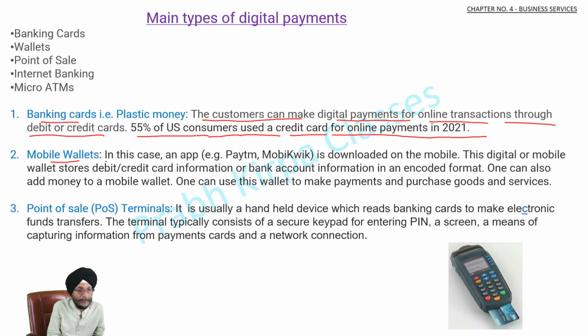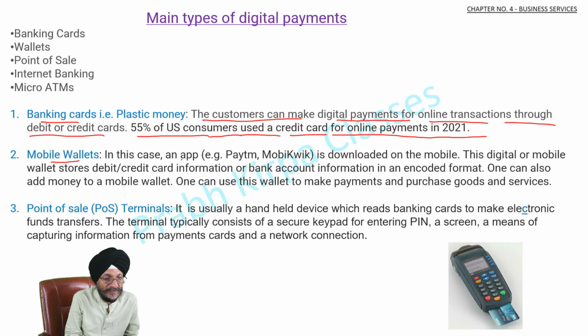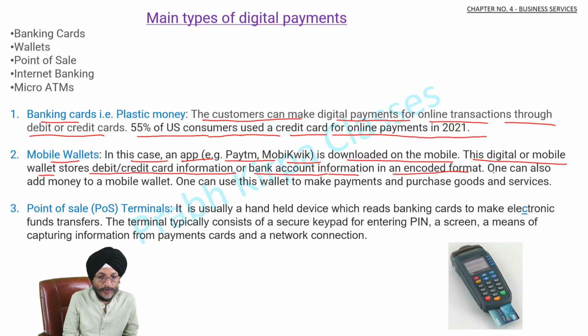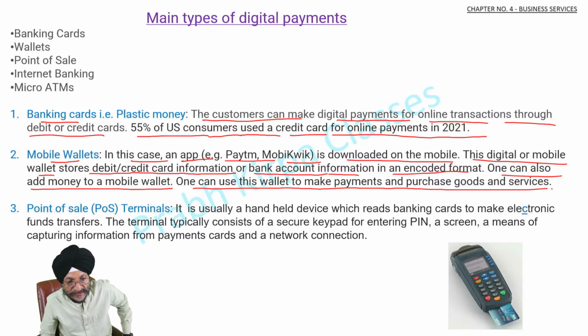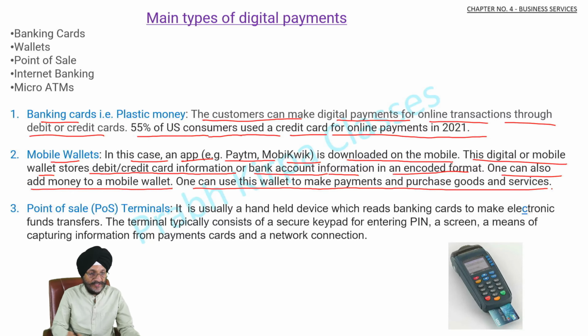Next type of digital payments is the mobile wallet. In this case, an app, for example, Paytm or MobiKwik, is downloaded on the mobile. This digital or mobile wallet stores debit card or credit card information or bank account information in an encoded format. One can also add money to a mobile wallet. One can use this wallet to make payments and purchase goods and services.